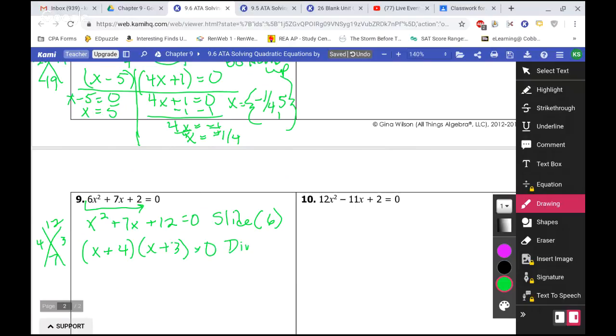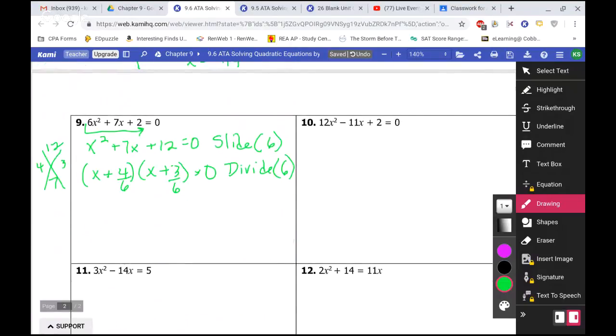Now we want to divide. What are we going to divide by? 6. 6, because we slid down and multiplied by 6. So now we want to divide by 6. Well, 4 over 6 does not reduce to a whole integer, but it does reduce to 2/3. And 3/6 does not reduce to a whole integer, but it does reduce to 1/2. So you have to get it in its smallest form. So now we're going to bottoms up because it's still not a whole integer.